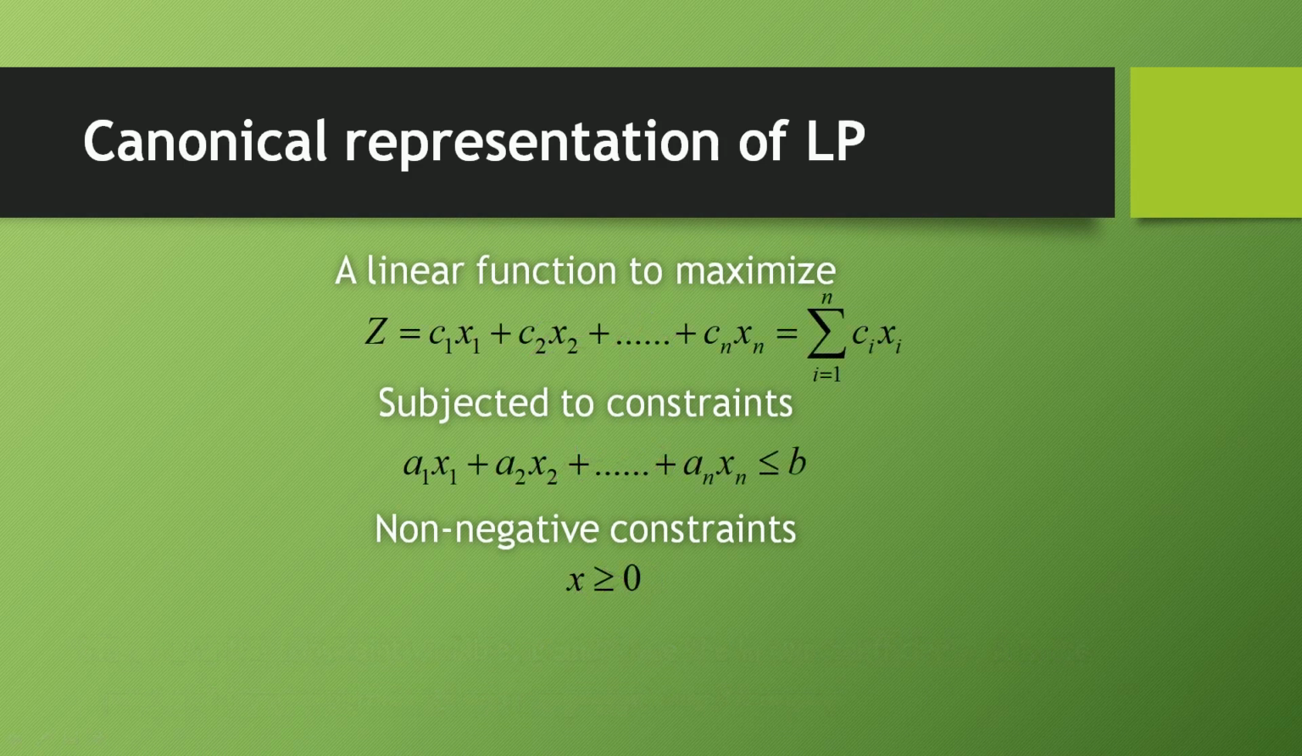This canonical representation can also be written as z equal to c1 x1 plus c2 x2 plus dot dot dot plus cn xn, which can be written as the summation of ci xi from 1 to n, subject to the constraints a1 x1 plus a2 x2 dot dot dot plus an xn less than or equal to b and non-negative constraints. x should always be greater than or equal to 0.